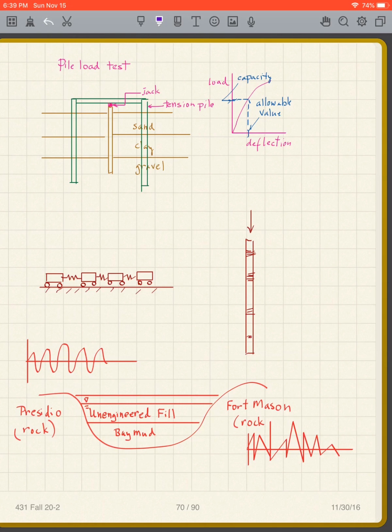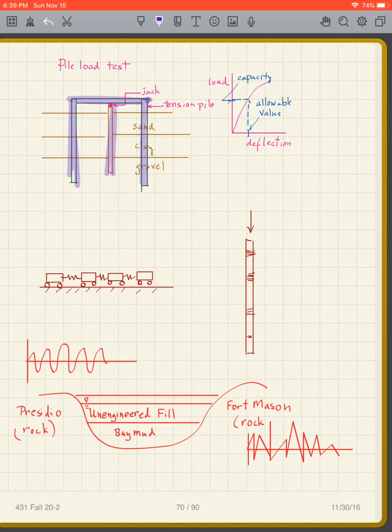What is that? You take one of your piles out into the field. Now, hopefully, at this point you haven't designed the pile, so you don't know exactly what it's going to be like, but try to pick a pile that's sort of what you expect it to be. And then you put it into the ground. Then you have to have other piles that act as tension piles.